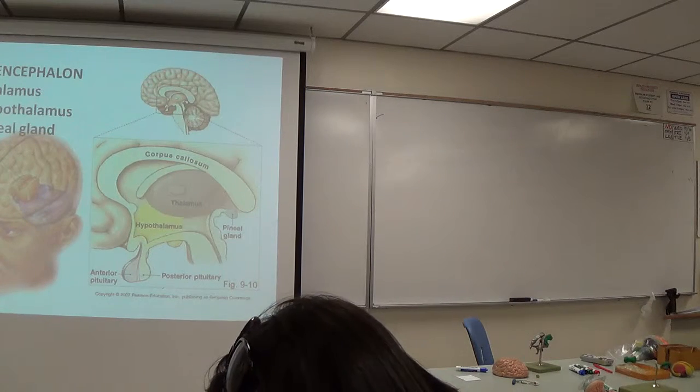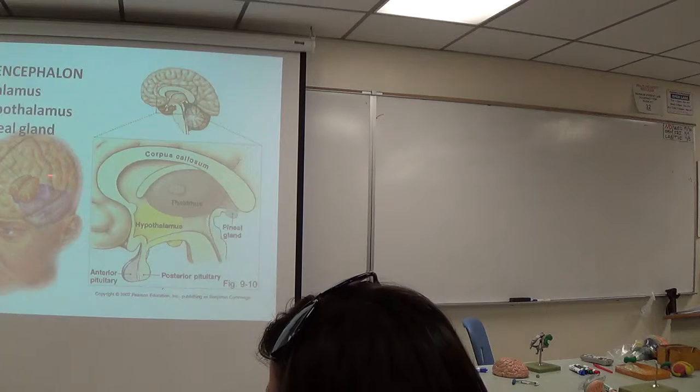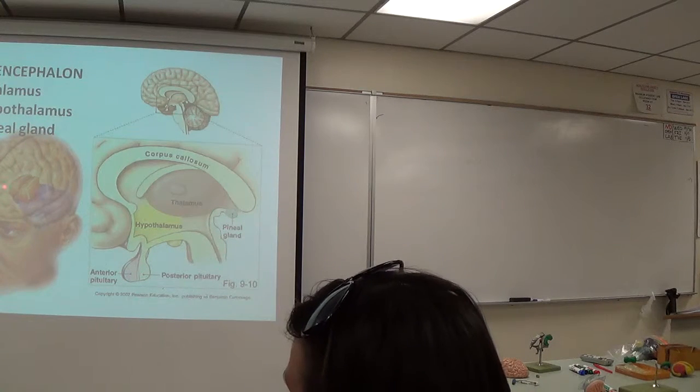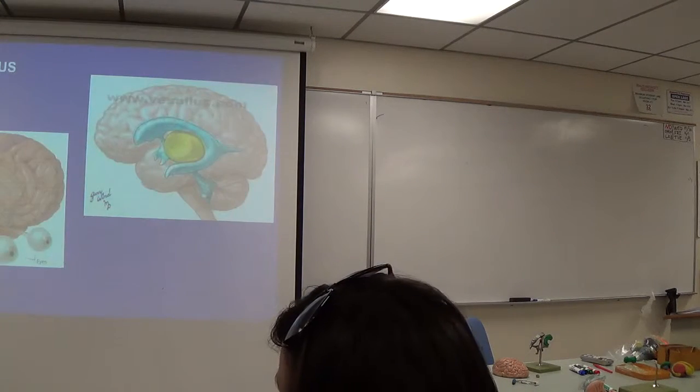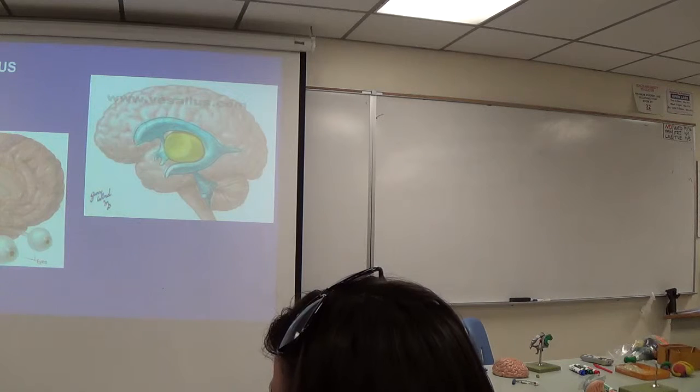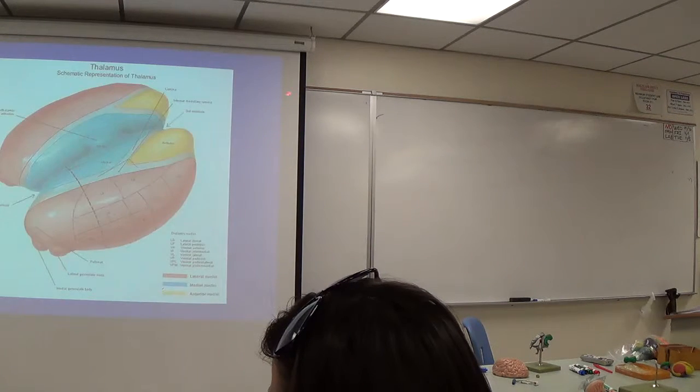So the first one we're going to look at is the thalamus, and that's the orange region that you see right here. Found, again, in the midline of the brain, on either side of the third ventricle. It is actually formed of multiple nuclei.